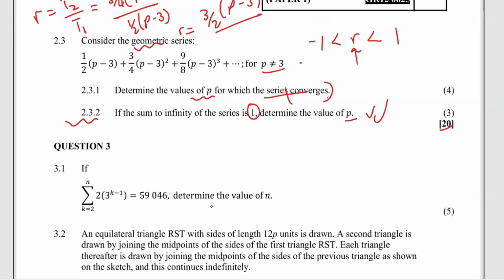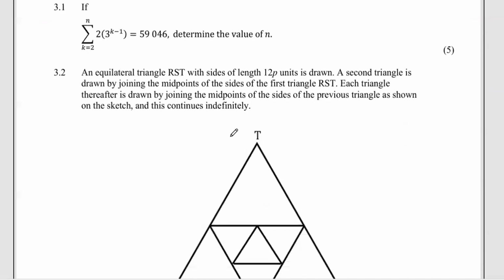And if I assume that all my answers are correct, then I already have 50 marks now. Then 3.1. If the sigma notation of k equals 1 up to n is given as this is equal to that, can we determine the value of n?